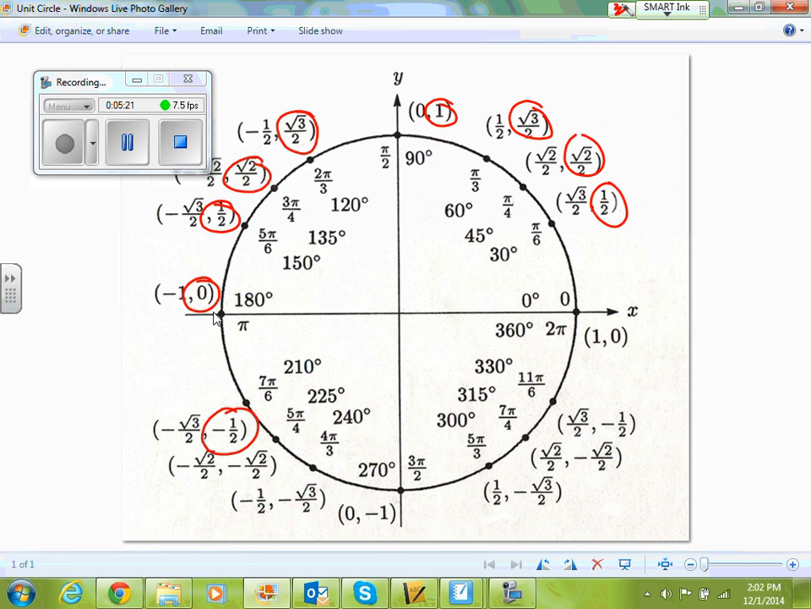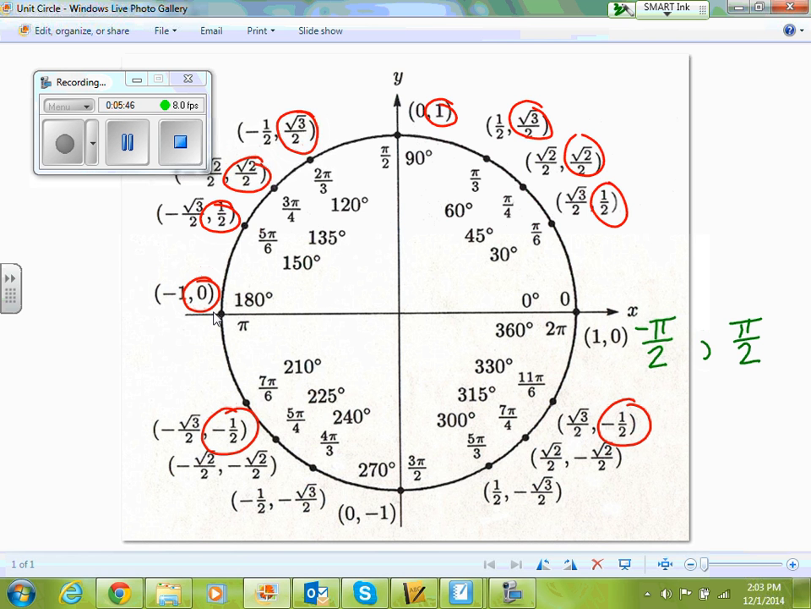And so I see that I get negative 1/2 in 2 spots. At 7 pi over 6 and 11 pi over 6. And I know that my y values can be in between negative pi over 2 and pi over 2 on my unit circle. That was my range.